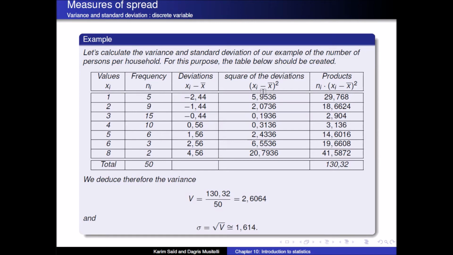So when you compute the average, the mean of all the squares of the deviations, you have to consider 5 times this deviation plus 9 times this one plus 15 times this one plus 10 and so on and so on. That's why we add an extra column here where we multiply by the number of times we have it, and then we divide by 50 and we get 2.64. And then of course the standard deviation is the square root, so just this.